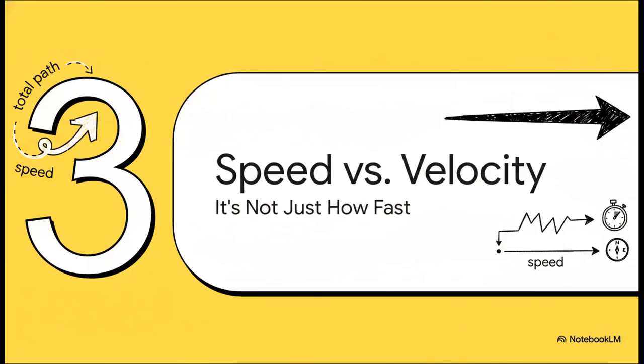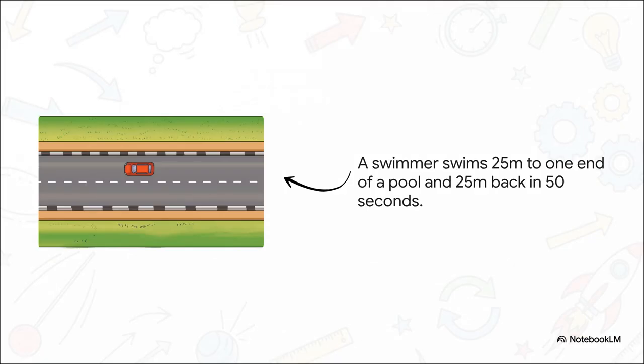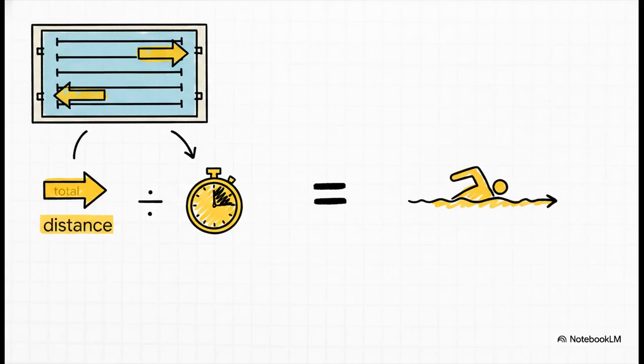So now that we've got that down, we can build on it. Because this very same idea, the total path versus the net change, is exactly what separates speed from velocity. Let's use a new example to make this super clear. We've got a swimmer in a 25-meter pool. He swims from one end to the other, touches the wall, and swims right back to where he began. And that whole trip takes him exactly 50 seconds. First, let's figure out his average speed. Well, speed uses distance. So he went 25 meters there and 25 meters back. That's a total distance of 50 meters. We just divide that by his time, 50 seconds, and we get an average speed of 1 meter per second.